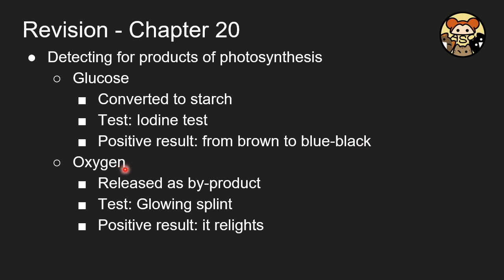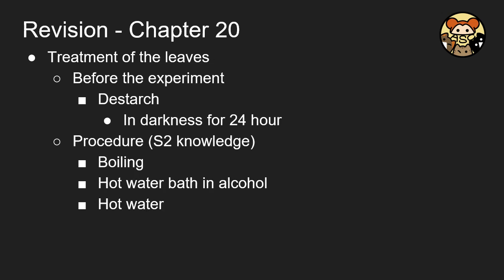As for the oxygen, it is released as a byproduct. It is not the major product, but a byproduct. It is something you don't want, but actually they produce it. The test is using a glowing splint. The positive result is that it ignites. However, oxygen is less likely to be detected, because as oxygen is produced, usually water vapor is also produced, and the presence of water vapor will extinguish the glow of the splint. So that's why it's not the best test in the world.